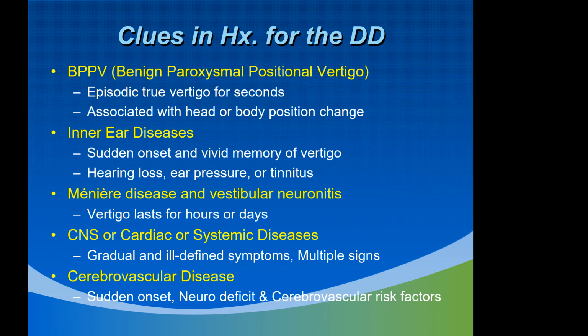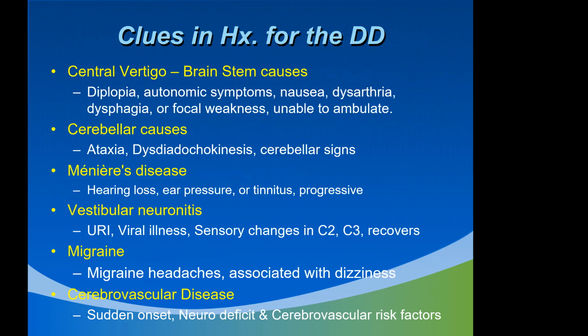CNS or cardiac or systemic disease: gradual in onset, ill-defined symptoms, multiple signs will be there. Cerebrovascular disease: sudden in onset, associated neurological deficit, and cerebrovascular risk factors like hypertension, diabetes, dyslipidemia, all these things will be there. Okay.